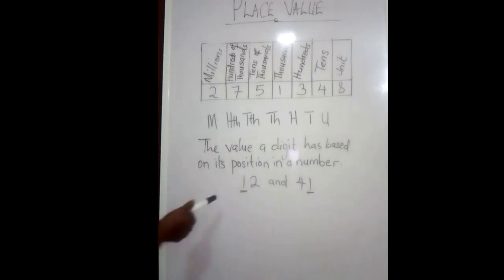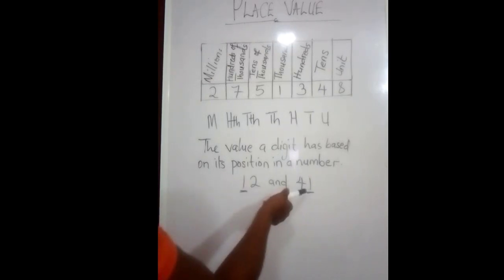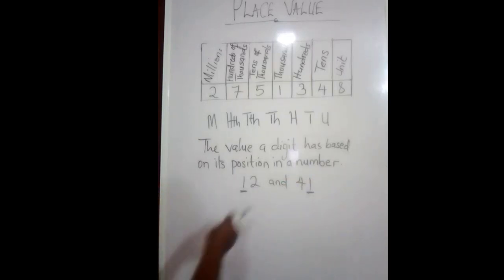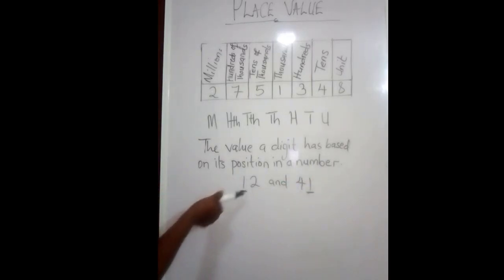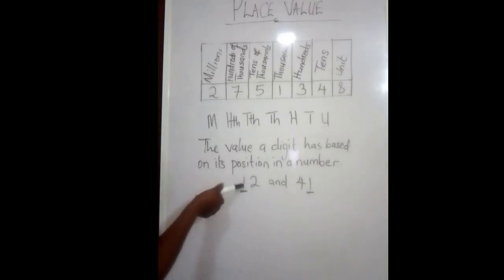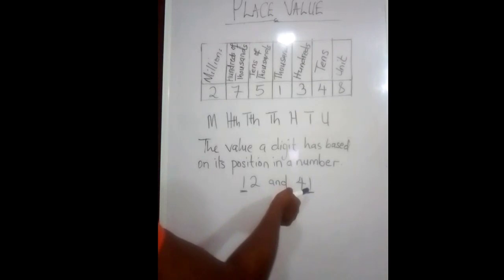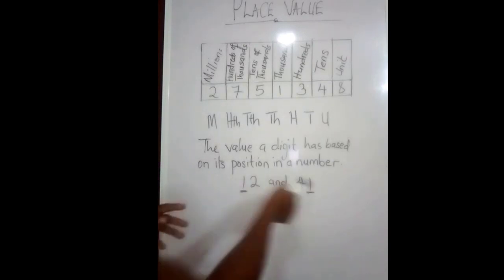They are the same digits, but because in this first number, which is 12, 1 comes before 2, whereas in 41 you find that the 1 comes after 4. Both are 2-digit numbers, but in the first number 1 comes first, while in the second number it comes after the first number. It comes in the second position. So what we are going to look at is what makes the one in 12 different in value from the one that you have in 41.